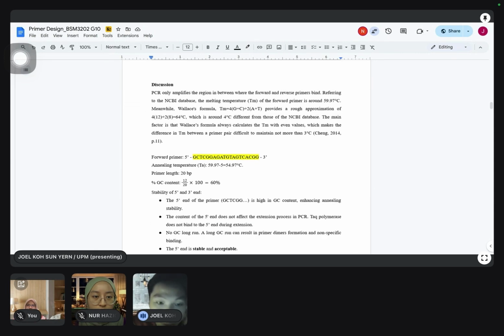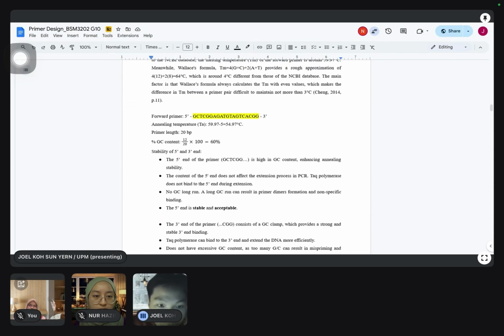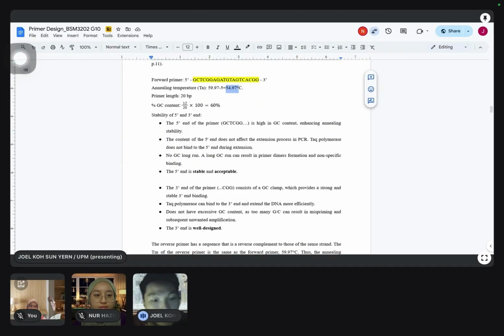Moving on to a brief discussion of the primer design. For the forward primer, the primer length is 20 base pair, and for the annealing temperature we just minus the melting temperature by 5, so we get around 55 degrees Celsius. The GC content is around 60%, which is quite high. We want the GC content to be as high as possible, but not too high, because we want the primer to have a stable annealing at the template, so that it won't wear off during the PCR reaction.